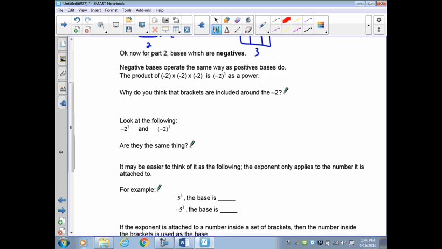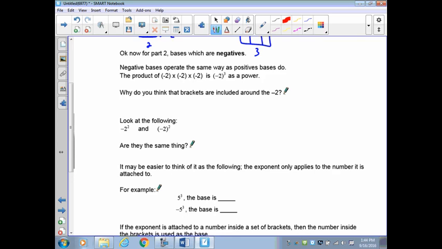Well, a set of brackets around a negative sign means that the base is a negative number. If there are no brackets, that means the base is not a negative number, that it's just a subtracted positive number. And you have to understand that because they give different values at different times. So let's look at negative 2 to the 1 and negative 2 to the 2. All right, well, let's go back up here. Why do you think the brackets are included around negative 2?